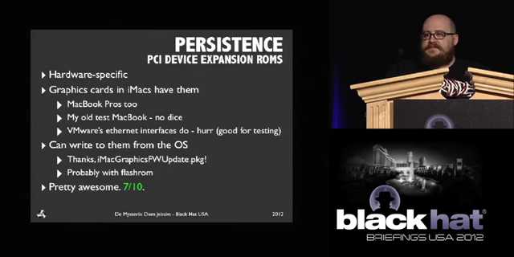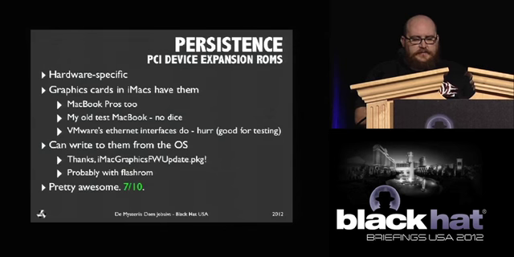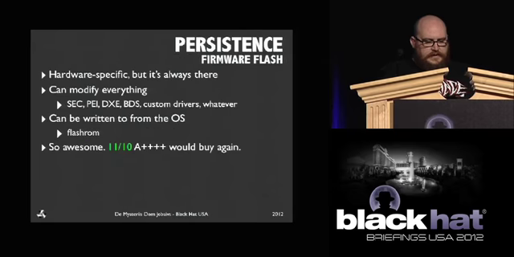VMware's Ethernet interfaces do, which is hilarious, but it's really useful for testing this kind of stuff. And we can actually write to expansion ROMs from the operating system, quite often using flashrom or other techniques to talk to them. Reversing the graphics firmware update mechanism is a good one. So that's pretty cool, because we're not storing anything on the disk. We get execution before the bootloader is loaded and all that sort of stuff. And you can pull the disk out, erase it, whatever. The machine's still owned, which is pretty cool.